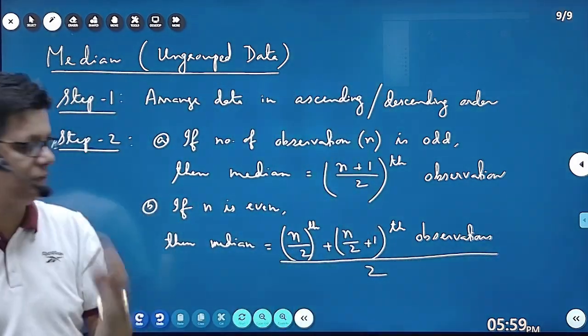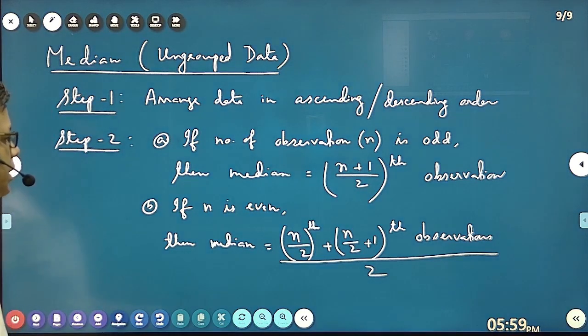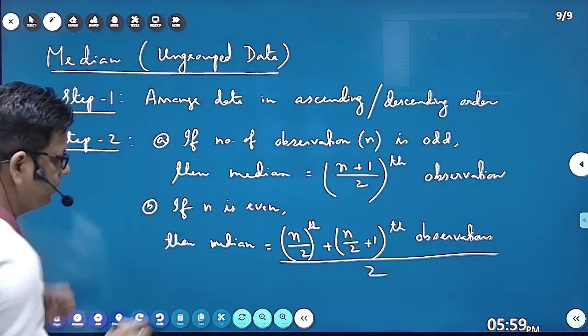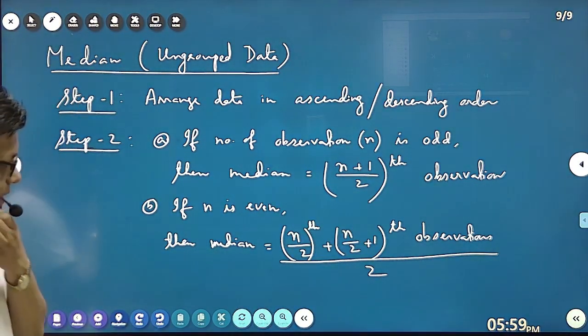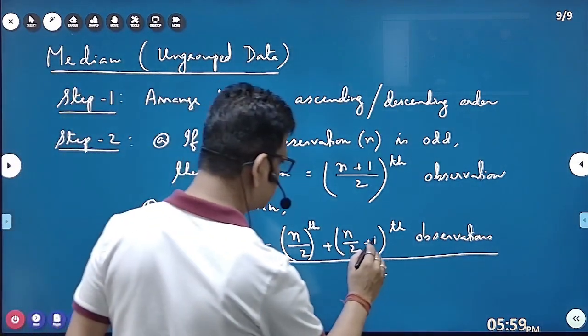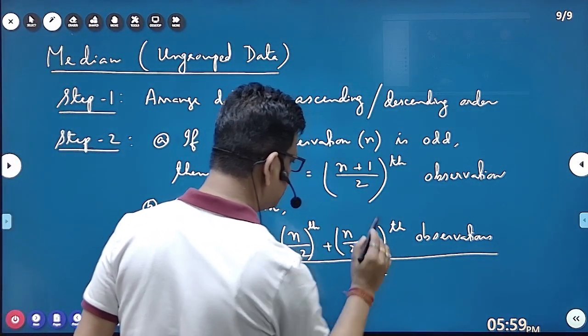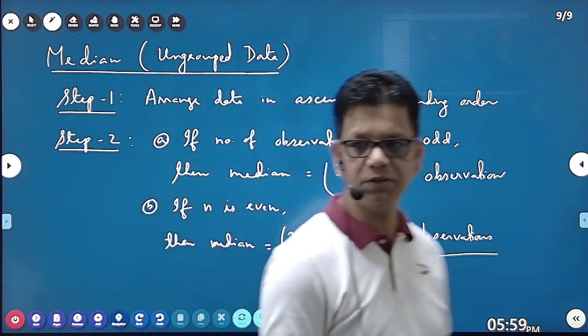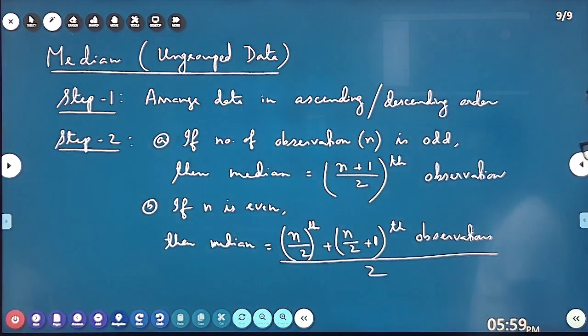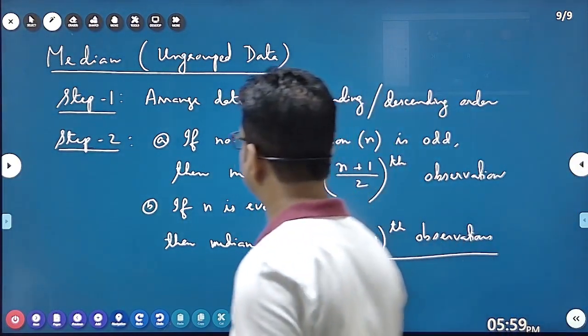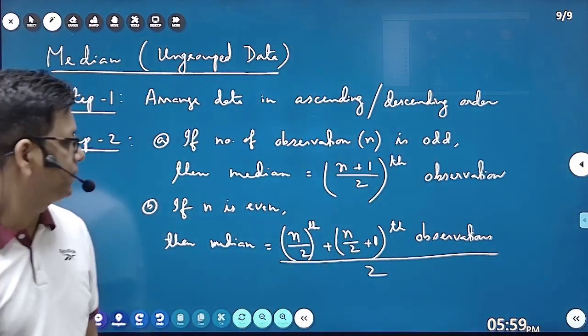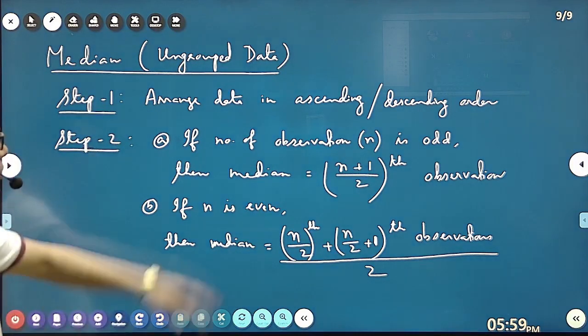The second one is slightly confusing. If n is even, then the median will be the n by 2 observation plus the n by 2 plus 1 observation, which is the one right in the middle, then divided by 2. So two examples we will do. It will be sufficient to understand the median. It is a working rule.